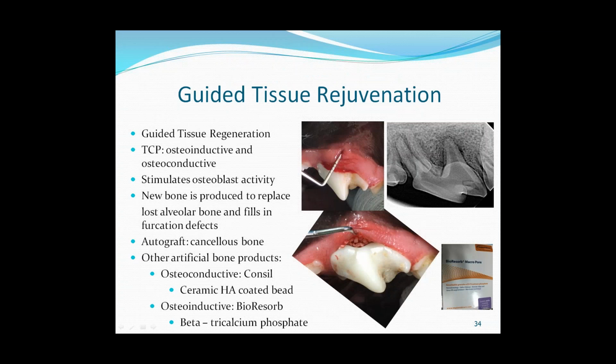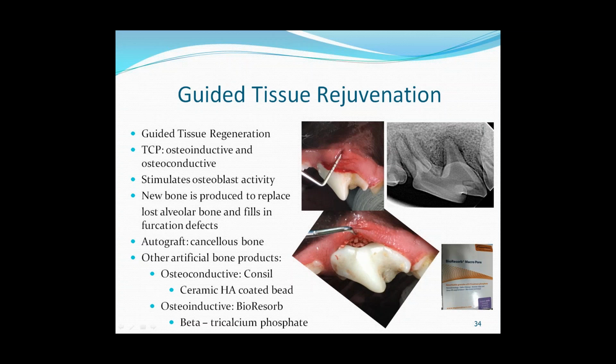So you just need a deep periodontal pocket. You need to clean out the furcation area, and then you need to pack the furcation with the bone graft material. Another example would be the dachshund, where you've got a palatal pocket on the maxillary canine tooth, for example.